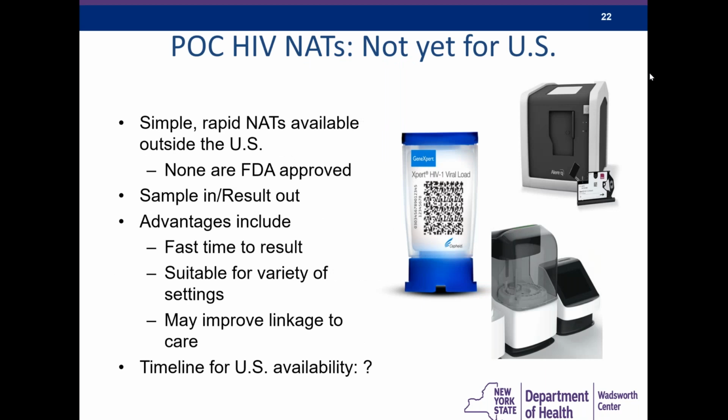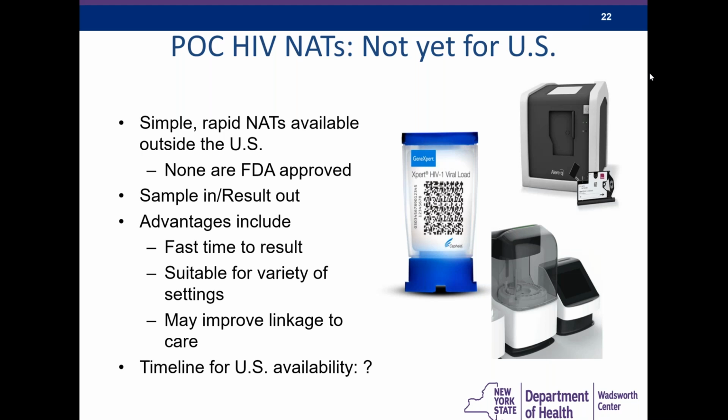And so some of these issues that we have with timely detection of acute infection could be improved if we had simpler, faster NAT tests available for diagnostic use. And some of these types of tests actually are available and are used outside the U.S., but so far none of these are approved for use in the United States. The test platforms are designed to require very little hands-on work, so they're referred to as sample in, result out. Mostly the sample is added and the machine does the rest.